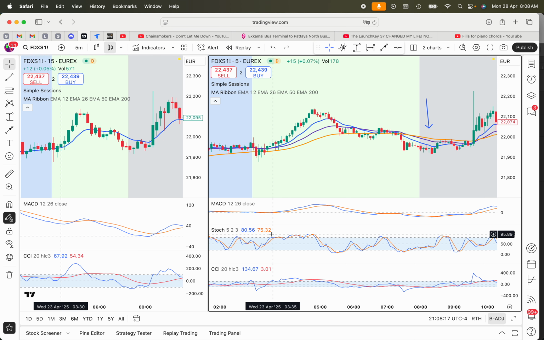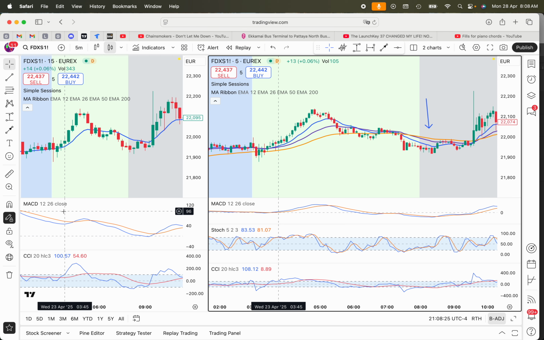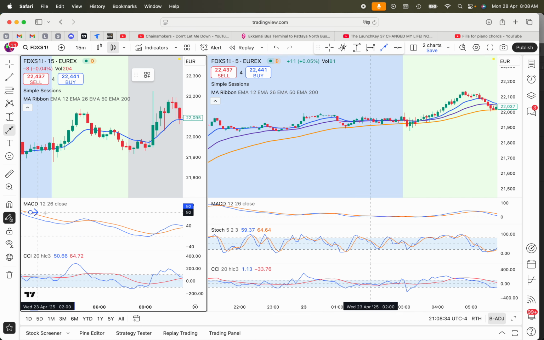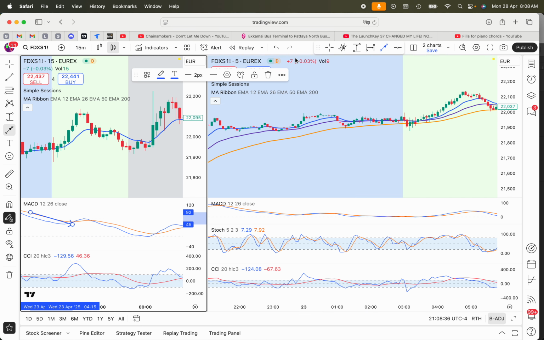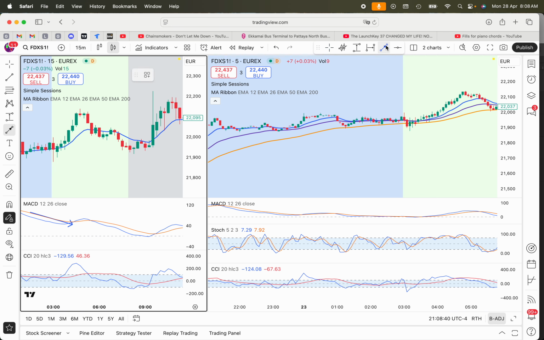I'm not even looking at the stochastic or the CCI at this point on the 5-minute chart. I go straight over here to the MACD on the 15-minute chart, and what's it telling me? It's telling me that it is pointing down. If you don't know what pointing down is, you can see here it's pointing down. Is it pointing up? It's not.